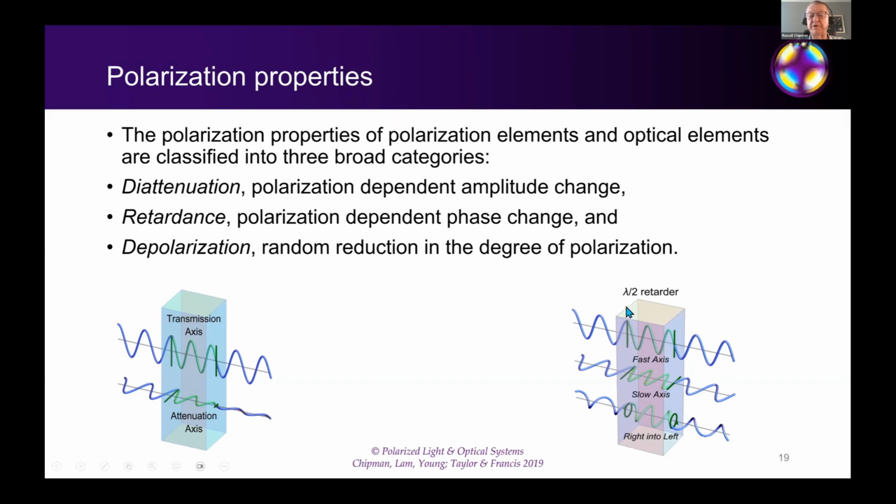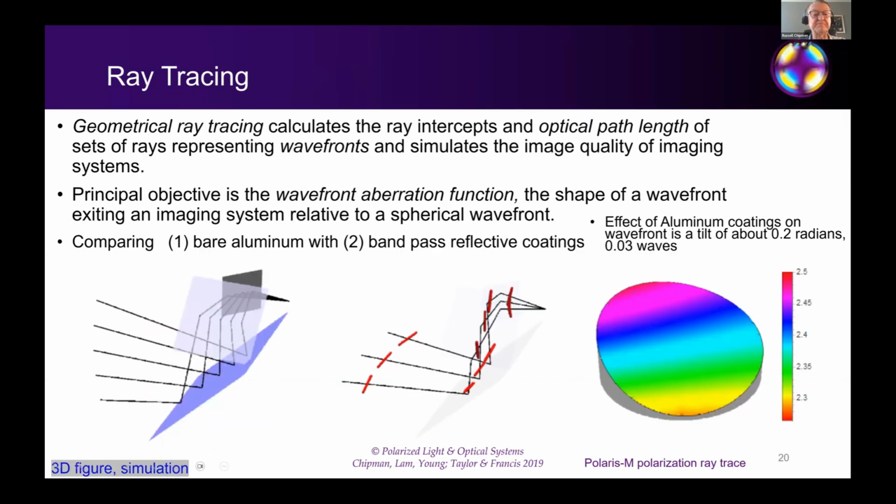Because of the optical axis of this crystal, the vertically polarized and horizontally polarized modes have different refractive indices and exit with different phases. And then depolarization, which is a random reduction in the degree of polarization. It's usually associated with scattering, bubbles, cracks in my lens and my coating peeling off. Usually this is not a particular problem in a high quality optical system.